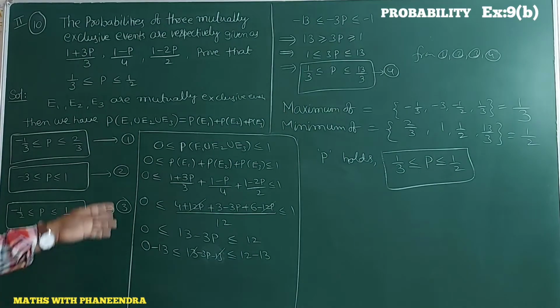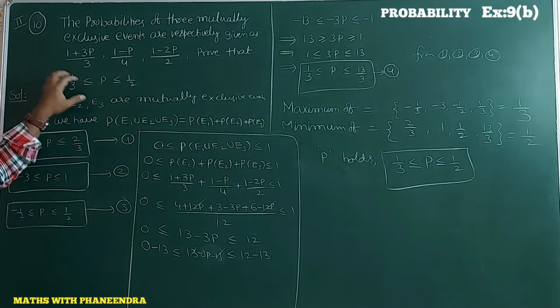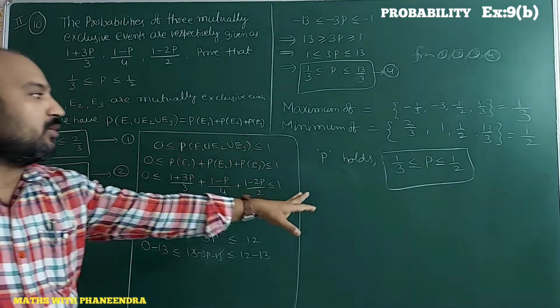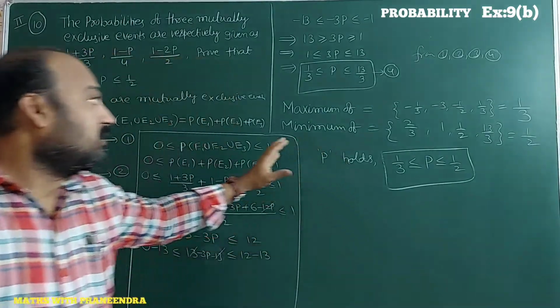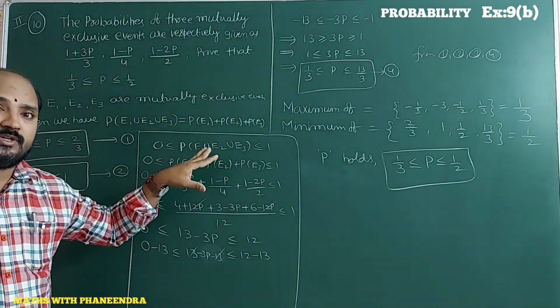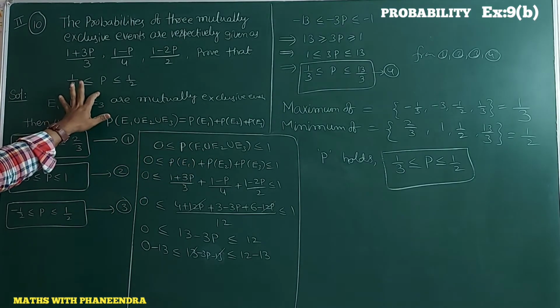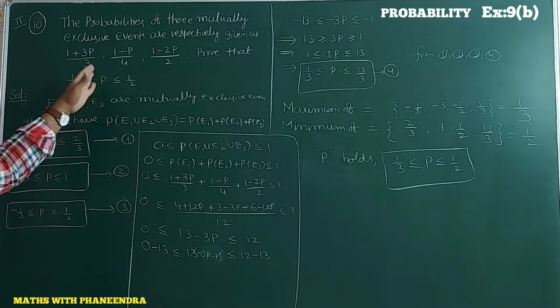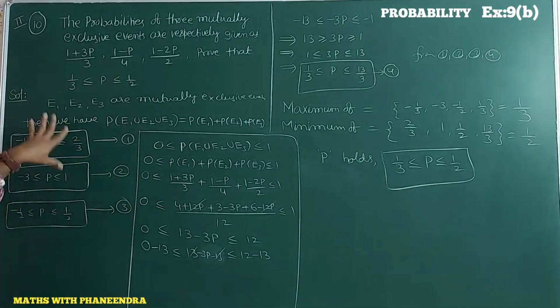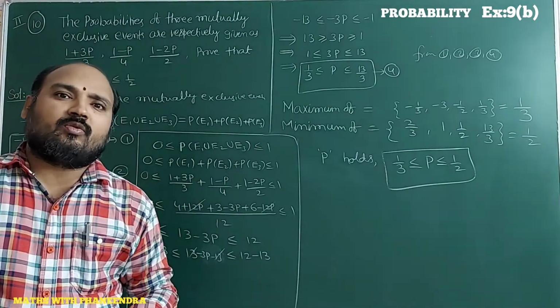So hence the result, they are asking to prove 1 by 3 is less than or equal to P is less than or equal to 1 by 2. This is an important type of question, dear students, and these types of questions they will ask in MSET also. I hope this question was asked in the previous MSET also. This is the way you can go. We'll move on to the next question.